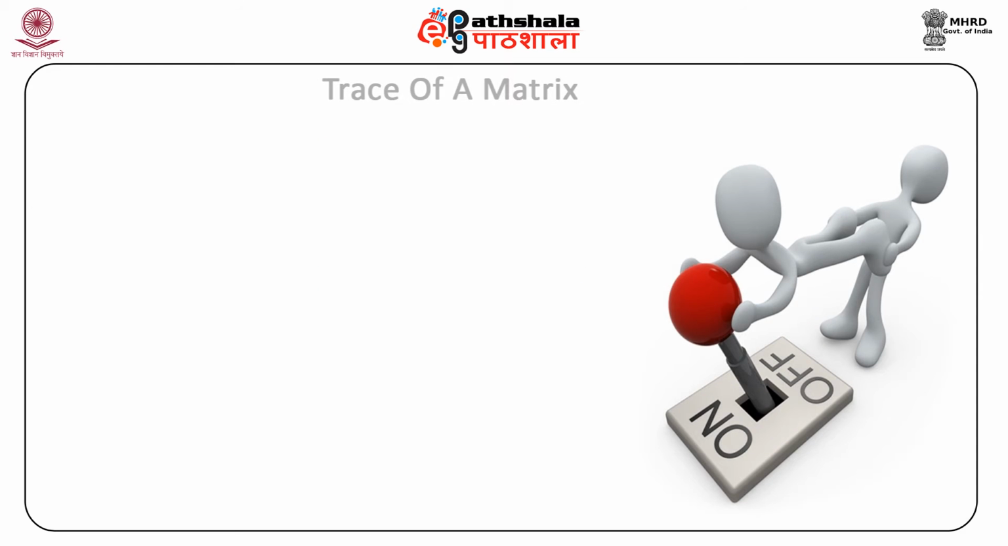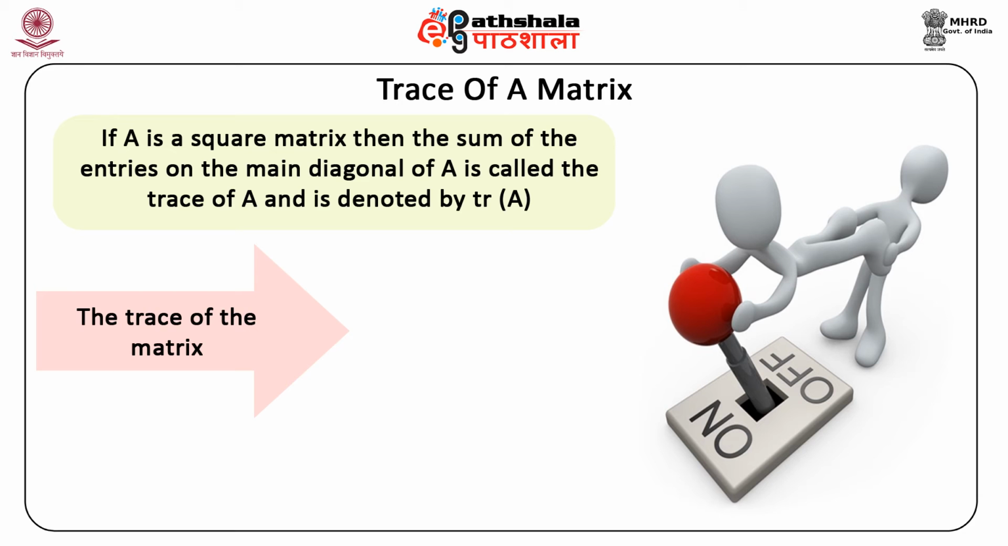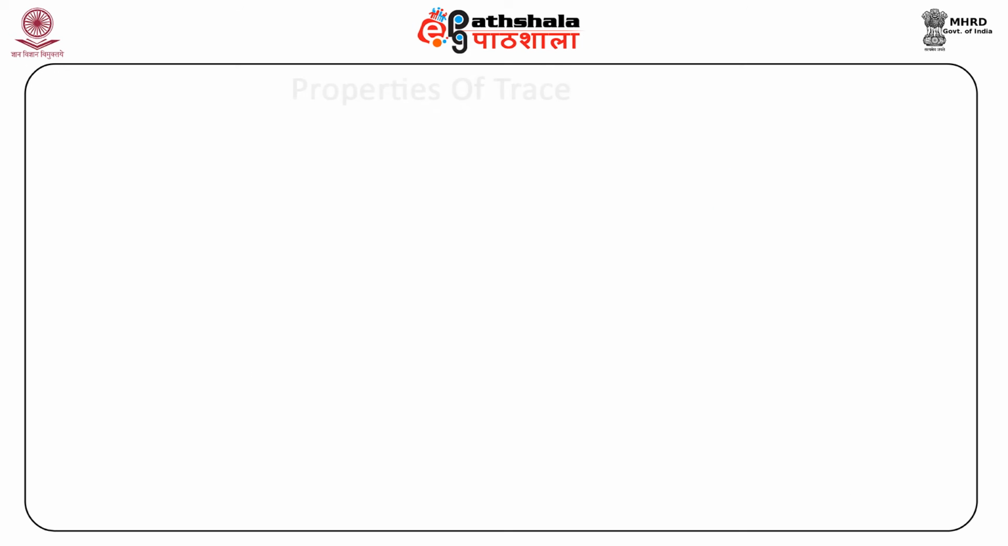Trace of a matrix. If A is a square matrix, then the sum of the entries on the main diagonal of A is called the trace of A and is denoted by tr A. Example: the trace of the matrix 7, 2, 6, 3, 4, 5, 1, 5, 6 is equal to 7 plus 4 plus 6, which is equal to 17.